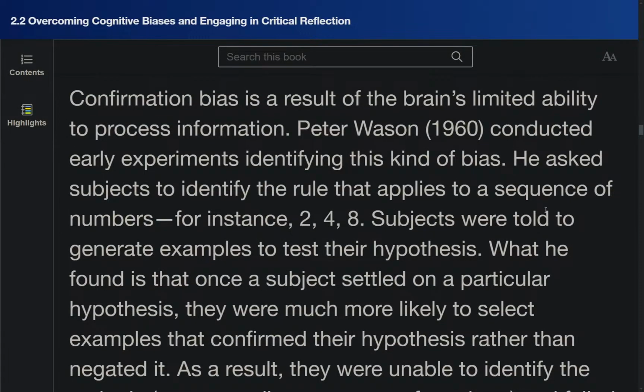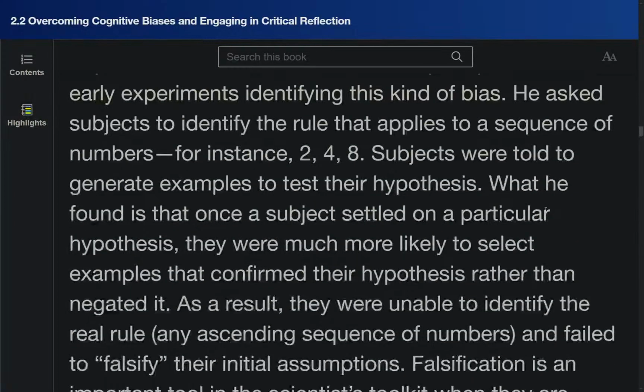Peter Wason conducted early experiments identifying this kind of bias. He asked subjects to identify the rule that applies to a sequence of numbers, for instance 2, 4, 8. Subjects were told to generate examples to test their hypothesis. Multiply the previous number by 2.